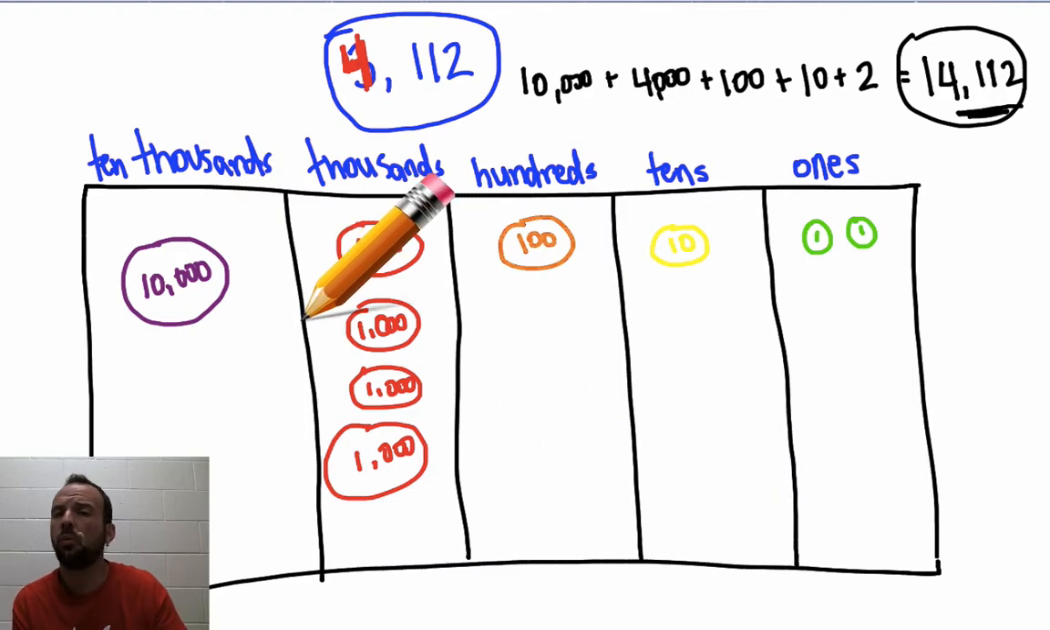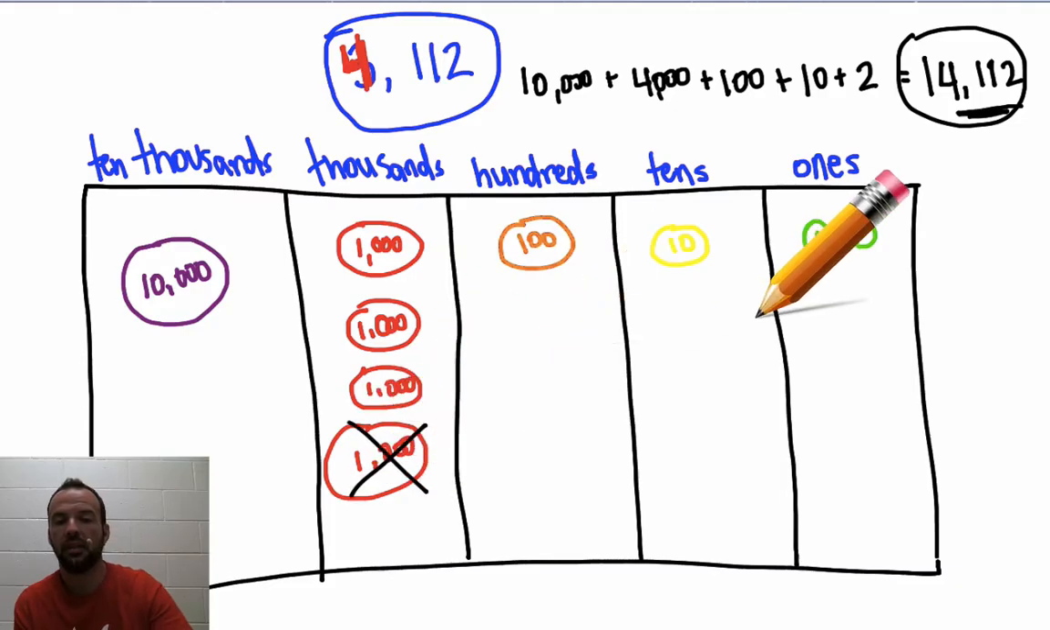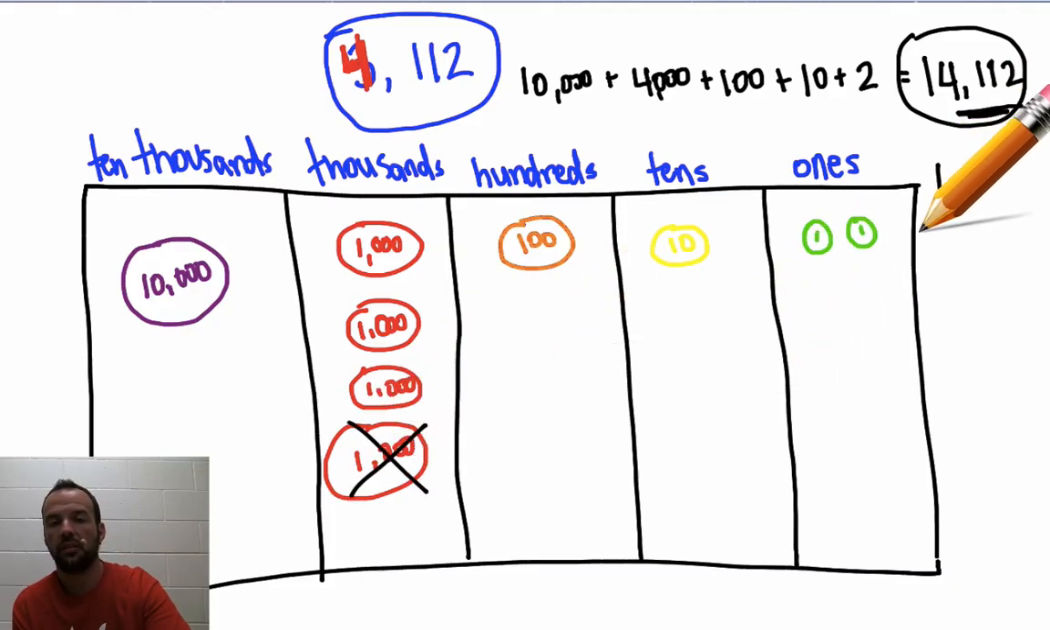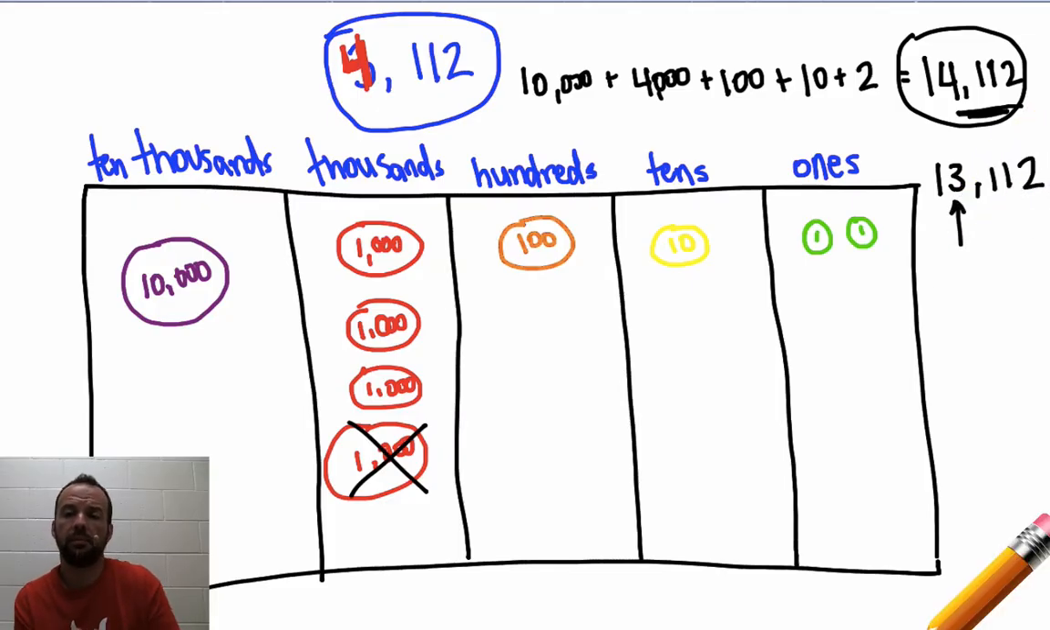All right, so sticking with this number here of 14,112, what would be 1,000 less than that? So on your paper or whatever you're working with now, take away 1,000. What would be 1,000 less than 14,112? If I took away one of these thousands, I would be left with still my 10,000. This would now be 13,112. So not a lot changed, just my thousands place changed. I decreased it by 1, and there we go.